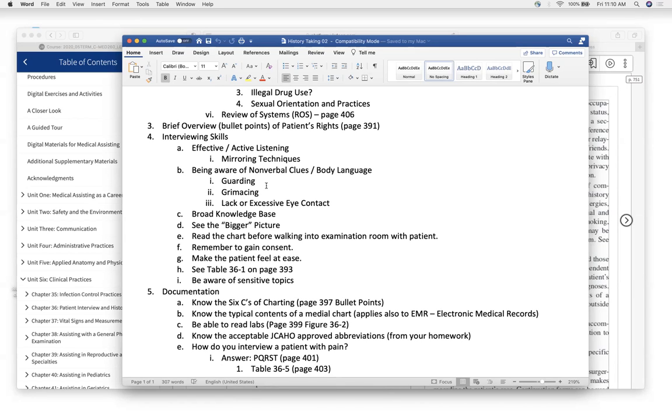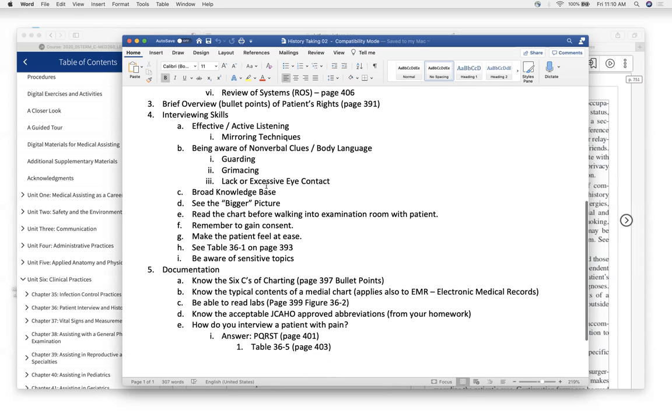Or they have lack or excessive eye contact. For example, you're preparing something and they're staring right at the thing you're preparing. That will give me a clue that my patient's nervous and concerned about the procedure that's about to happen. So if you're in my phlebotomy class or we're going over phlebotomy, I'll show you, don't prepare in front of them or be in front of the patient so they don't have direct view of when you prepare the needles.